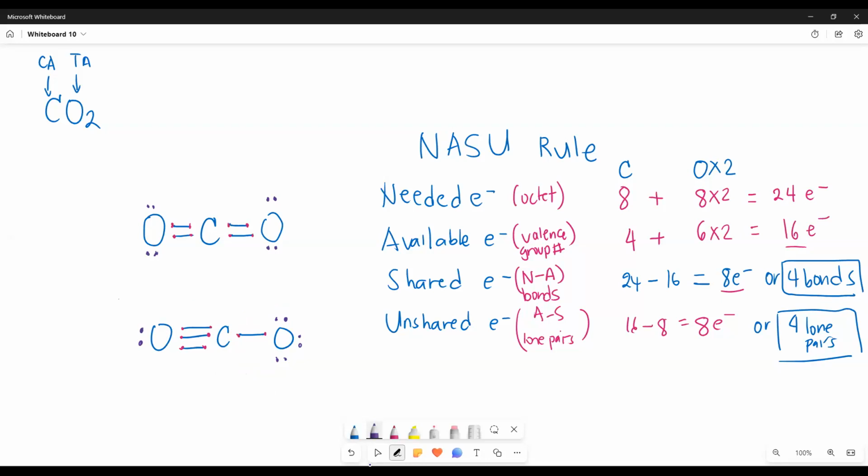But here's the problem. Which of the 2 structures is correct? Is it this one? Is it A or B? And that is the next video. So stay tuned.